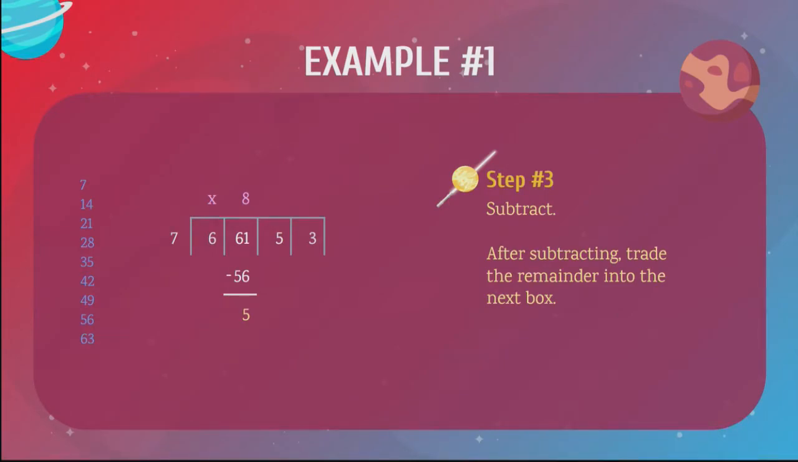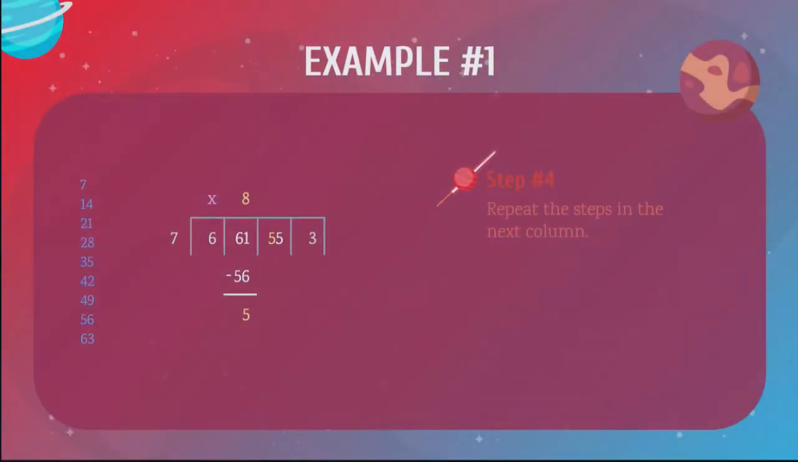After subtracting, we are going to trade that remainder. Those are leftover hundreds, and we're going to trade them into the tens box. So we're just going to move them over. So 5 hundreds becomes 50 tens. So now we start over, basically. We're going to repeat the steps.